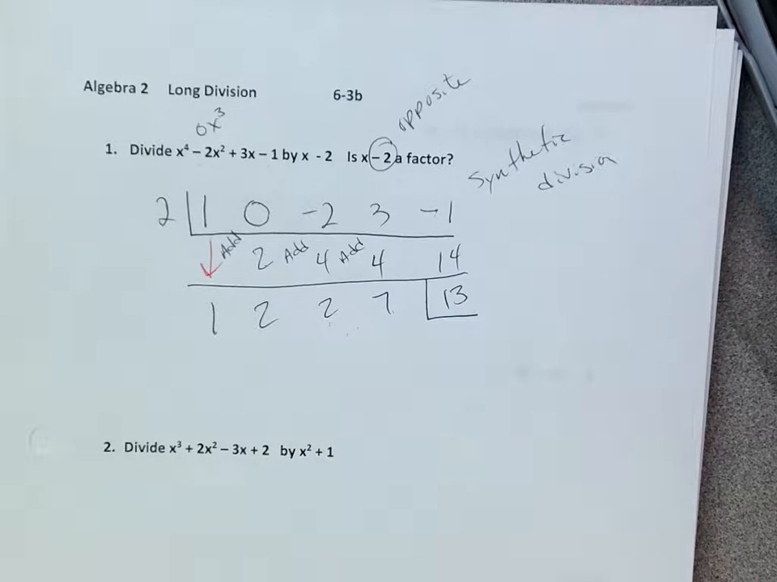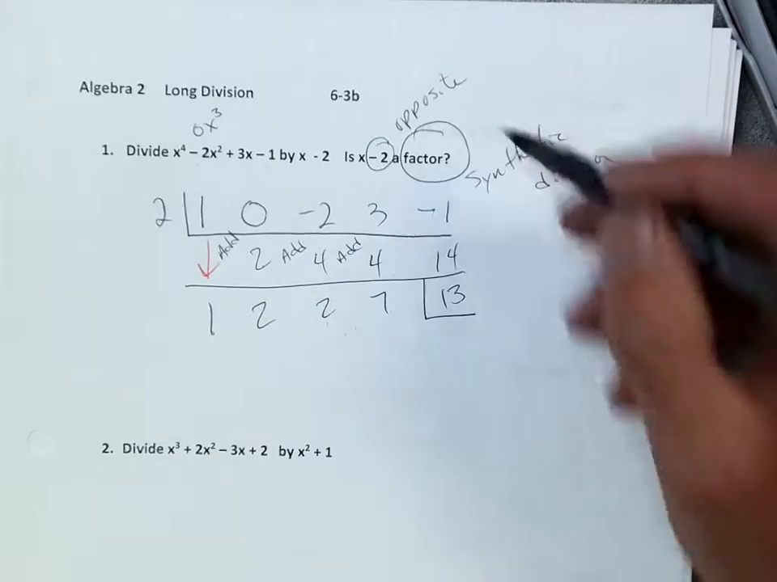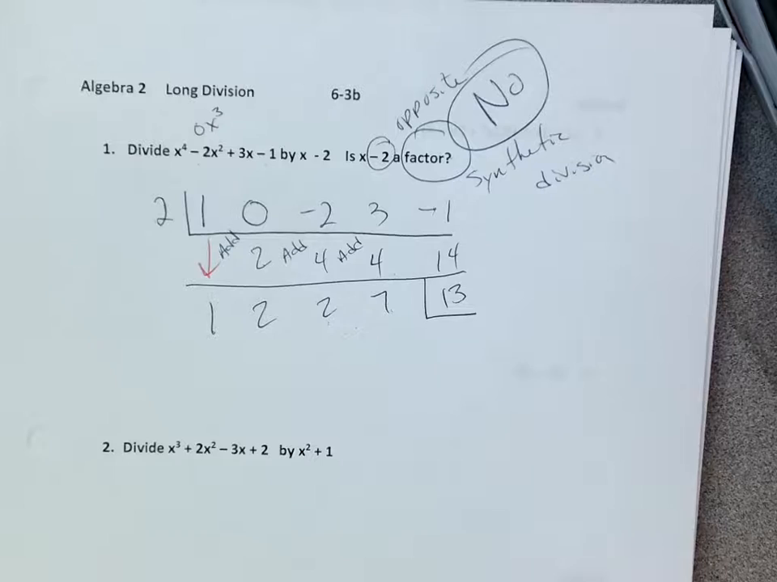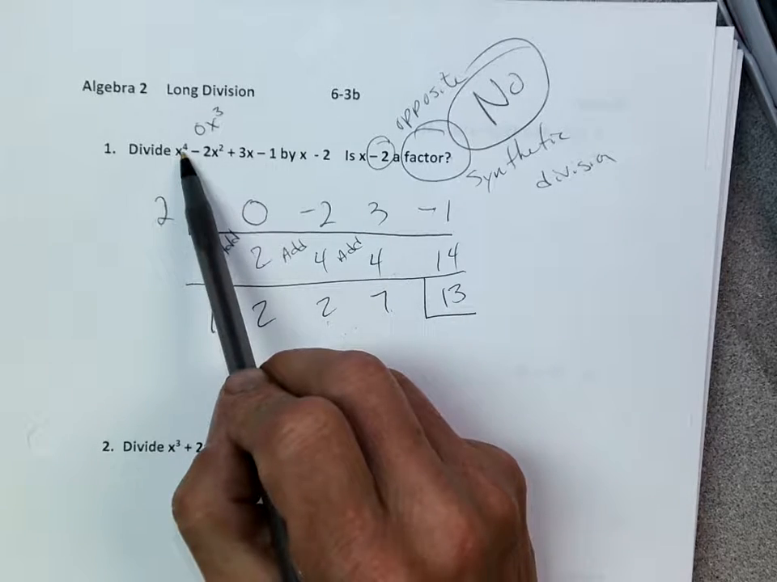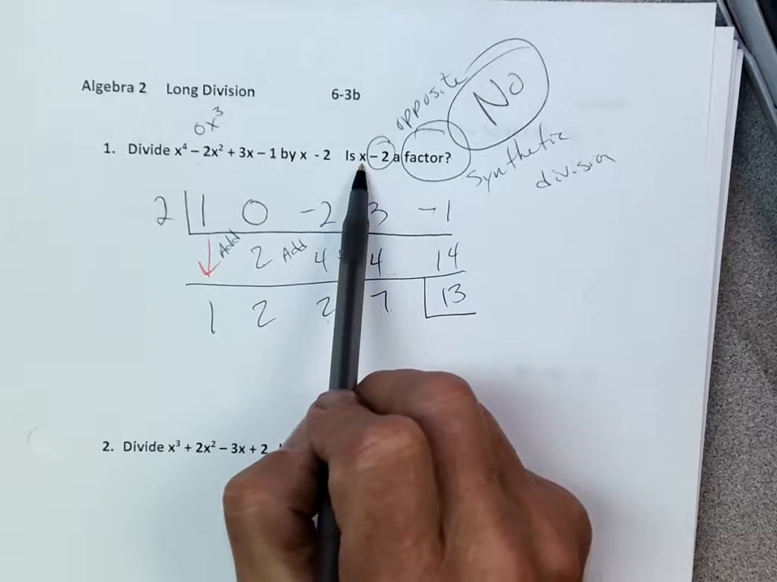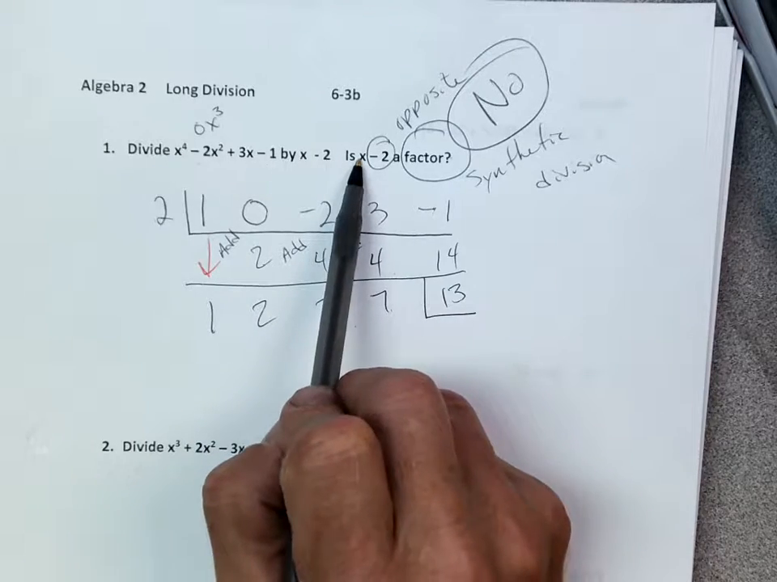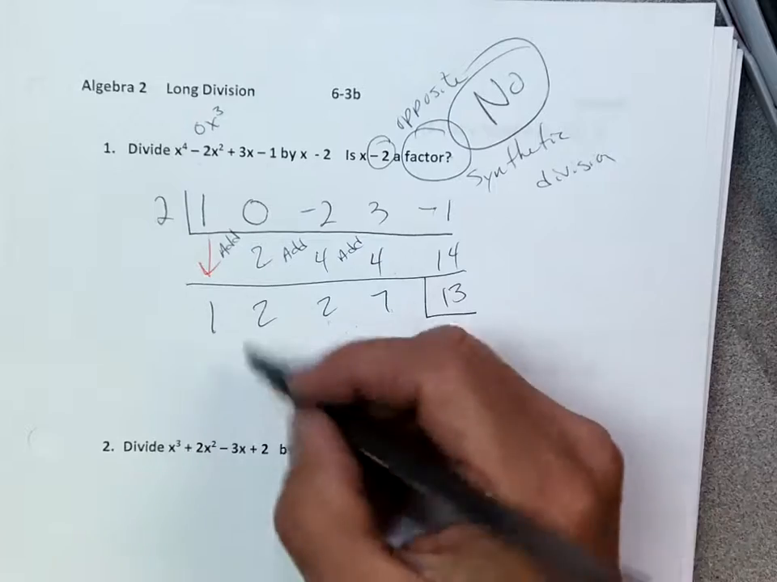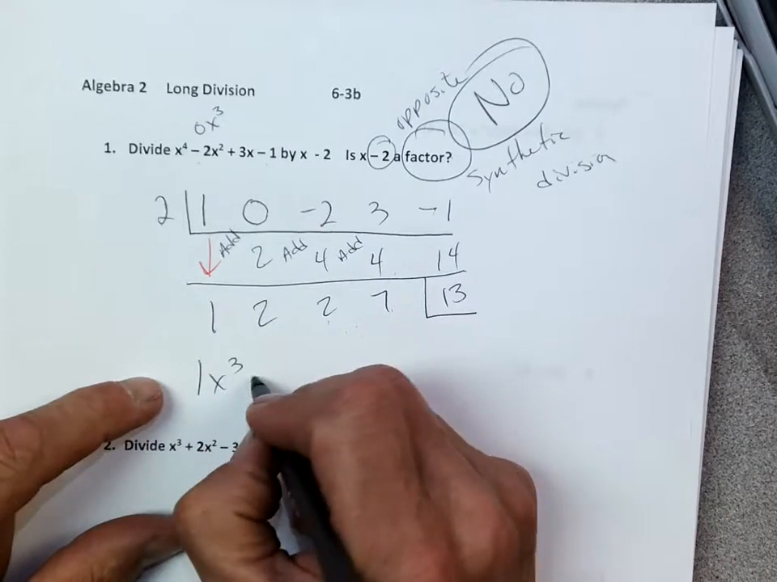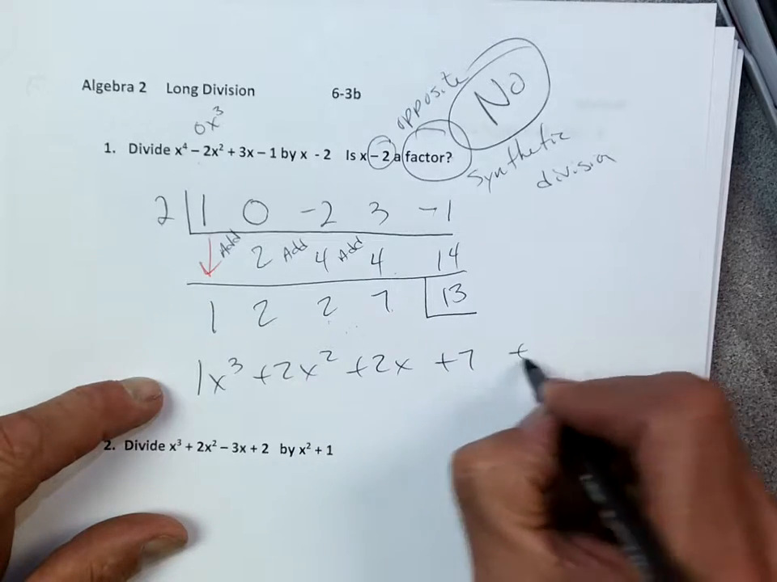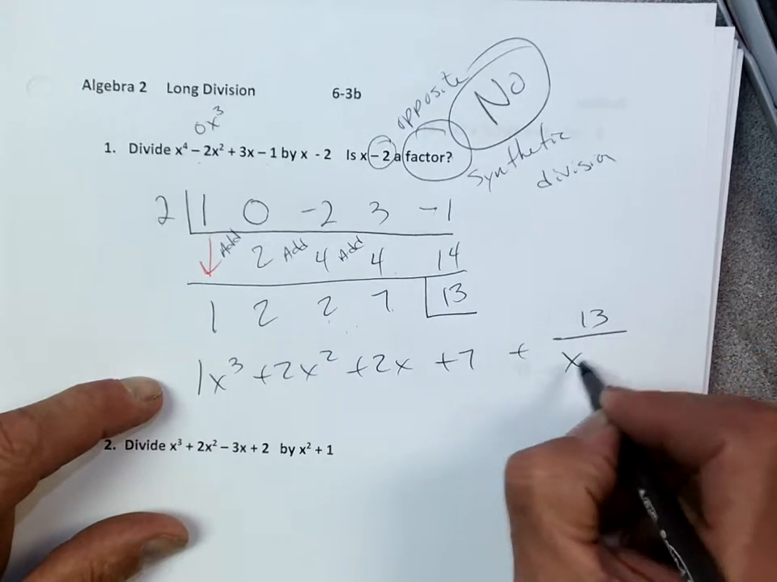So right off the bat, I'm not done, but I can at least answer this question. Is it a factor? No. It's not a factor, because it didn't go in evenly. It didn't give me a 0. Now the answer, though, let's put back in the x's. We started with an x to the 4th, and we divided by an x, so it's going to be 1 less power. So it should be 1x to the 3rd plus 2x squared plus 2x plus 7 plus 13 over x minus 2.